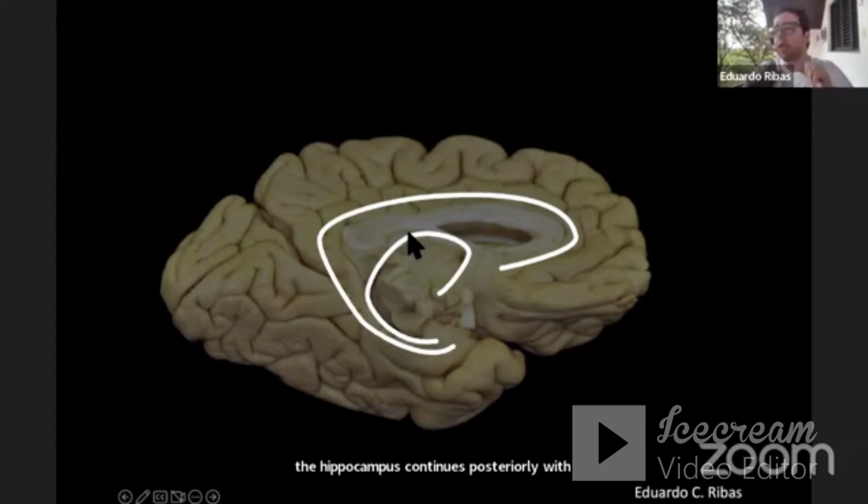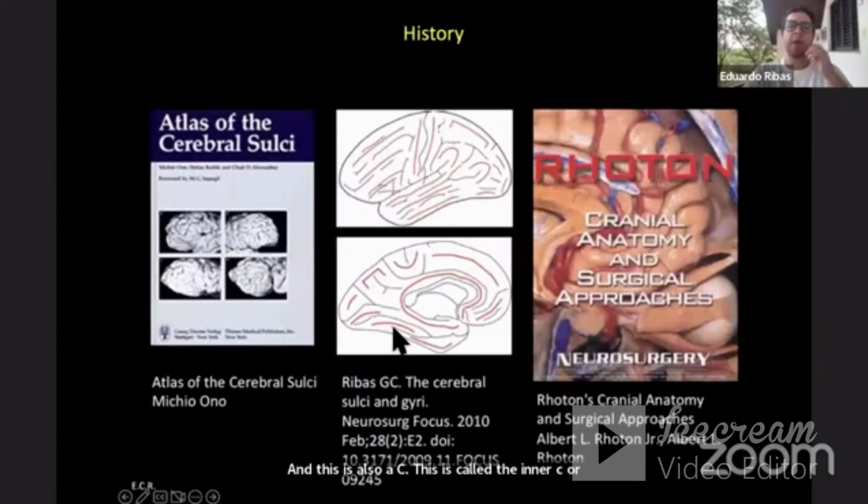The fornix is really the output, the efferent fibers of the hippocampus. So the information of the hippocampus continues with the fornix, and the fornix continues medially and inferiorly with the mammillary body. And this is also a C. This is called the inner C or the subcortical C of the limbic lobe.